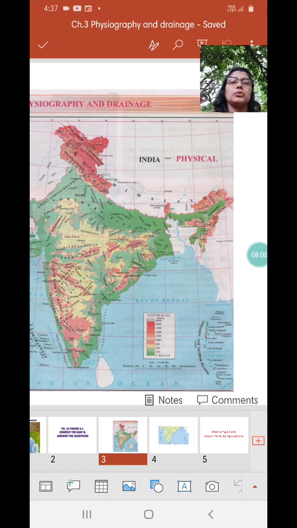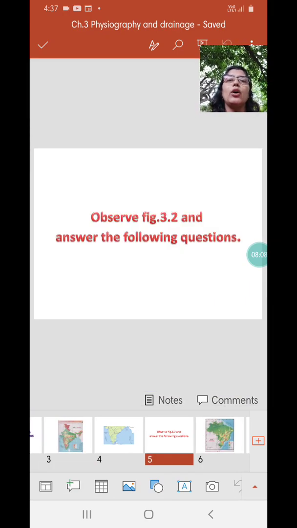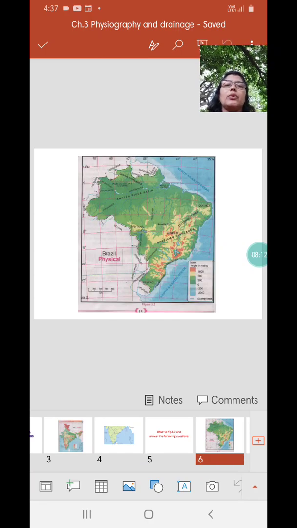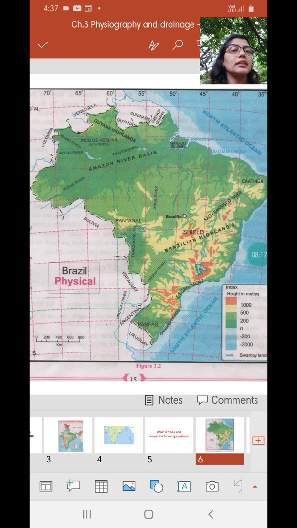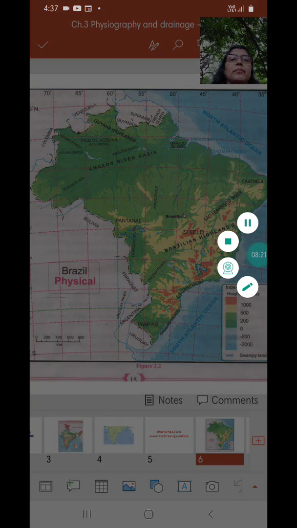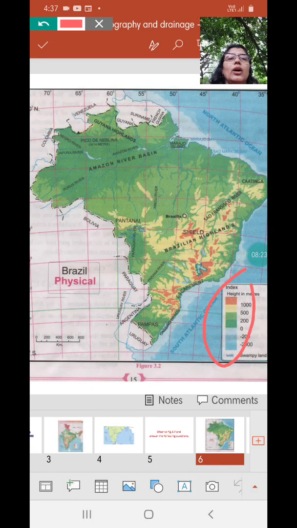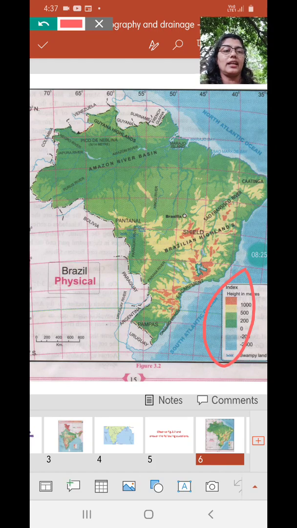Then we come to the next question. Observe figure 3.2 and answer the following questions. Now here you have the physical map of Brazil, and the questions that need to be answered. Again you have to look out for the index and check the heights that are given. I'll read in my textbook because they are very tiny here.